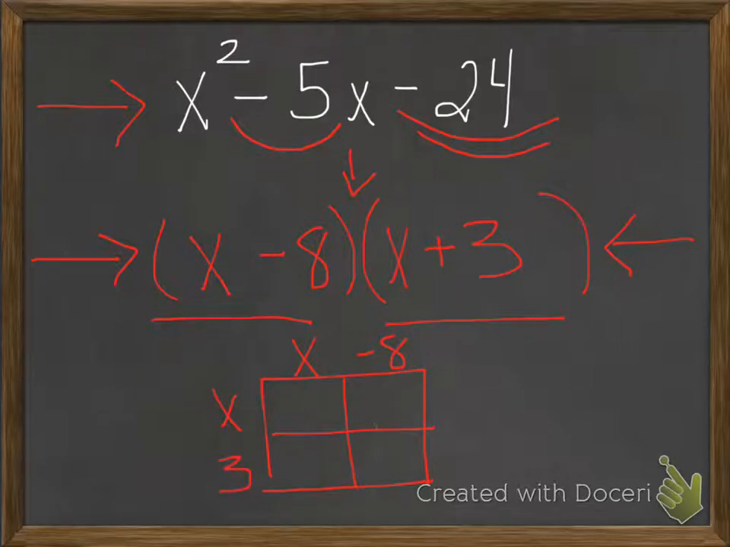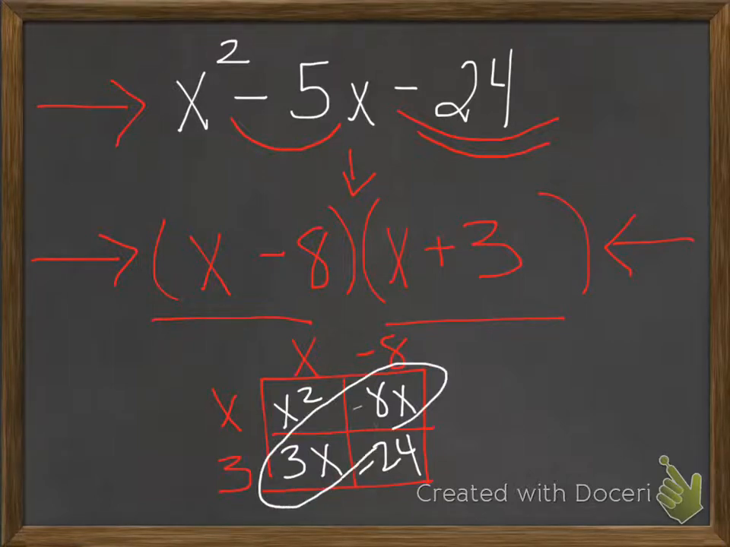X times x is x squared. X times negative 8 is negative 8x. Then we've got this is 3x, and this is a negative 24. We combine like terms, that's these guys, and there's your sum, negative 8 and a positive 3. That gives you a negative 5x.